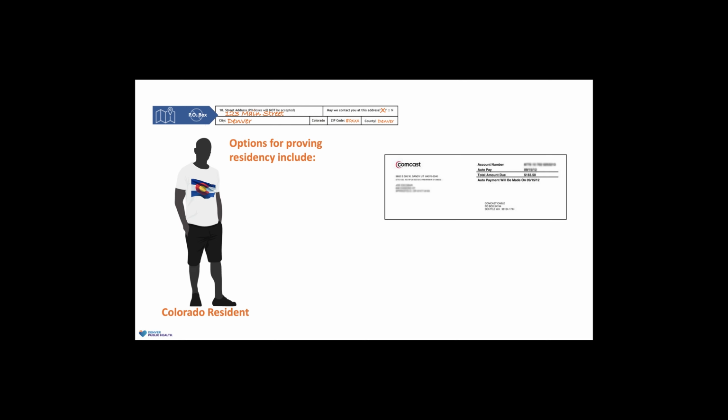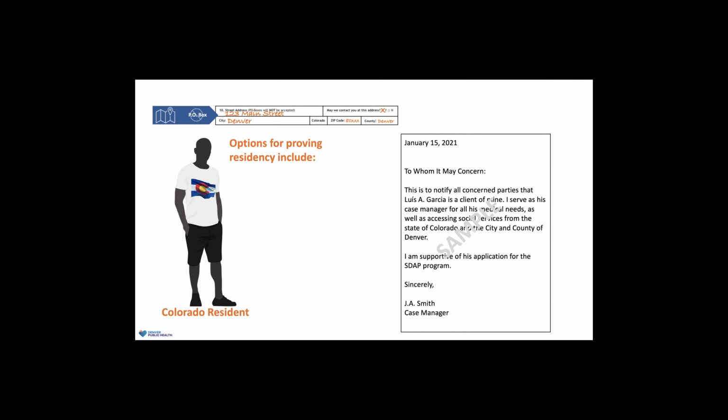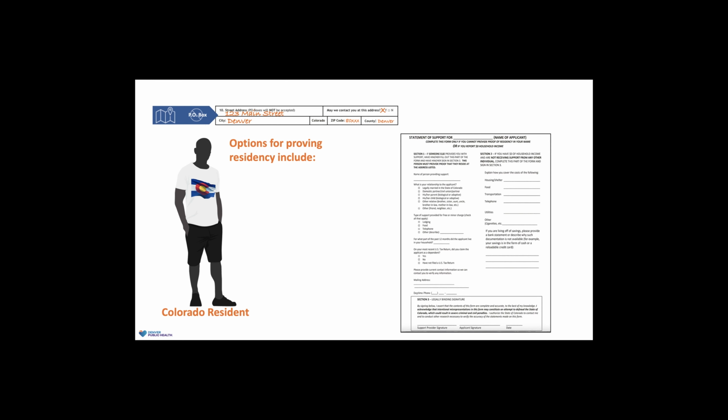If you are homeless, a letter of support from your case manager will work. If you do not have any of these documents, but live with someone who basically provides for you, that individual can sign an affidavit. This is a form that is signed by both you and the individual who supports you. An example of the affidavit form is at the end of this presentation.